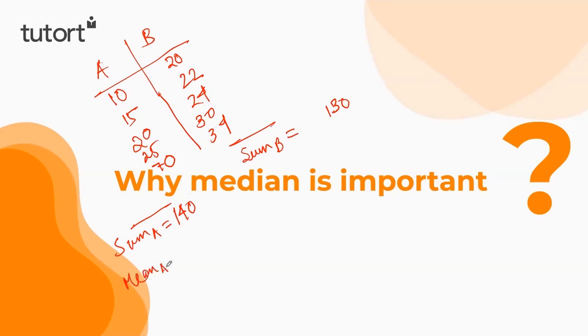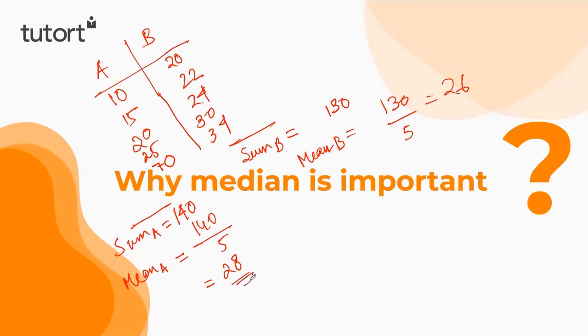I'll tell you what is the difficulty with mean. If we take mean as the measure of central tendency in this scenario, mean of A will be 140 by 5, that is coming around 28. And mean of B is coming as 130 divided by 5, that is 26. So if I consider mean, I will say that group A is consisting of more old people. But is that true? No, because we have added one extreme value here, that is 70. That is why the overall mean is getting affected. Why? Because mean considers all the data points.